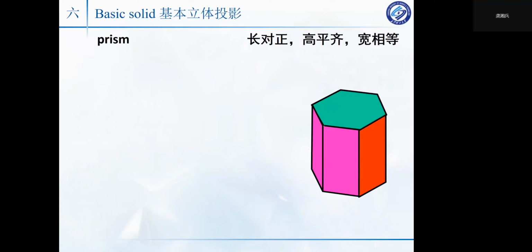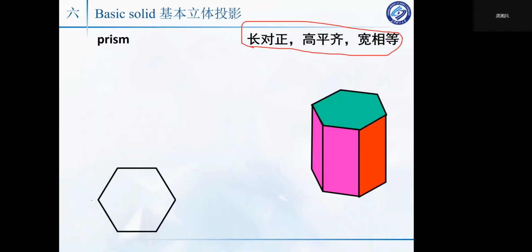So for the prism, we remember this one. Here, we can find a polyhedral in the edge, and then you can find that this one is equal to the width here, and this one is equal to the width here, in this direction.